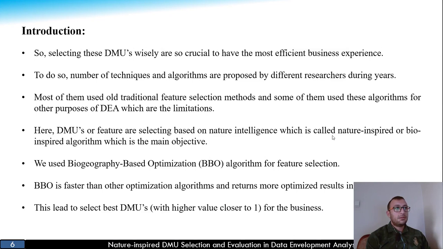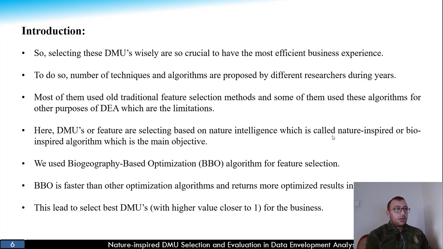To do so, a number of techniques and algorithms have been proposed by different researchers over the years. Most of them use traditional feature selection methods, and some of them use these algorithms for other purposes of DEA, which is a limitation. Here, DMUs or features are selected based on natural intelligence, which is called nature-inspired or bio-inspired algorithms, which is the main objective of this research.